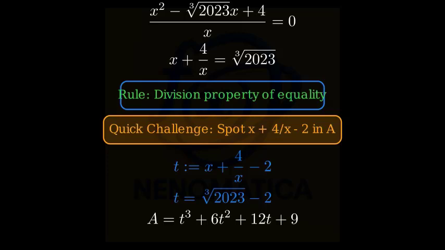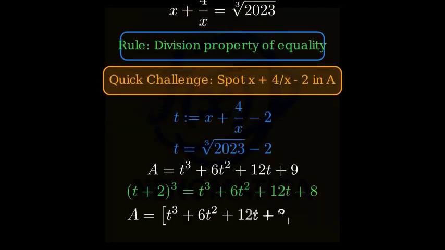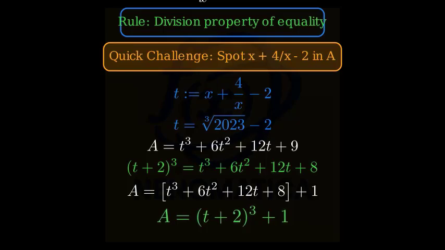That gives t cubed plus 6t squared plus 12t plus 9. Step 3. Recognize the binomial cube pattern. The expansion of (t plus 2) cubed is t cubed plus 6t squared plus 12t plus 8. Notice our A matches that pattern, but with a 9 instead of 8. Split 9 as 8 plus 1. And then we can rewrite A as (t plus 2) cubed plus 1.